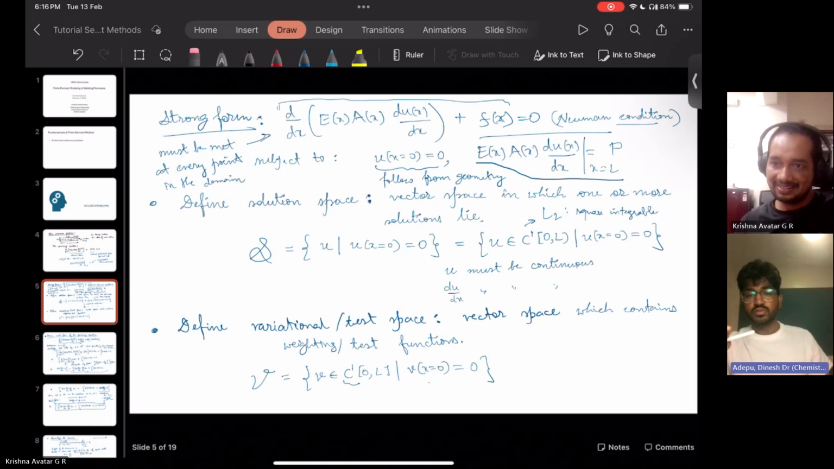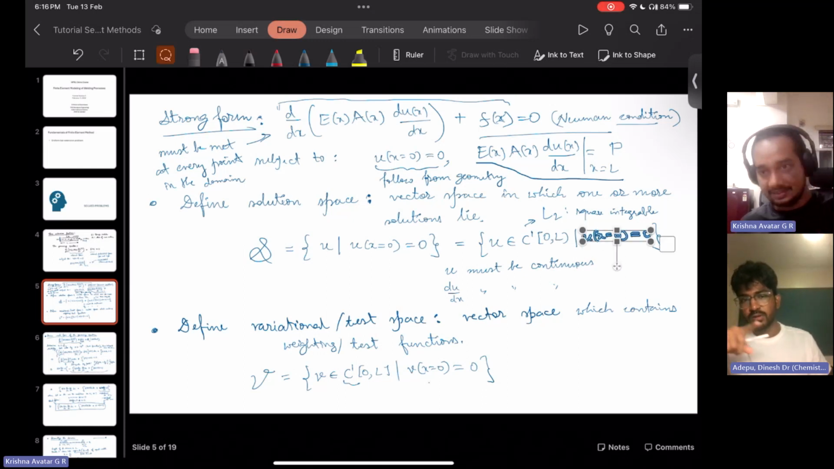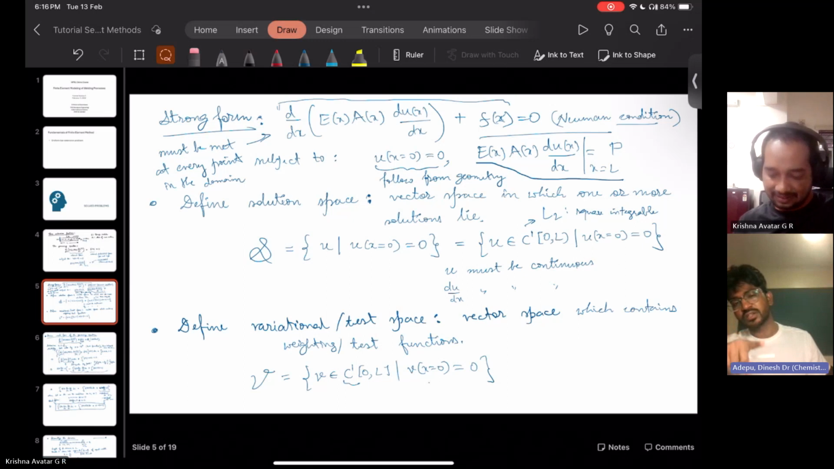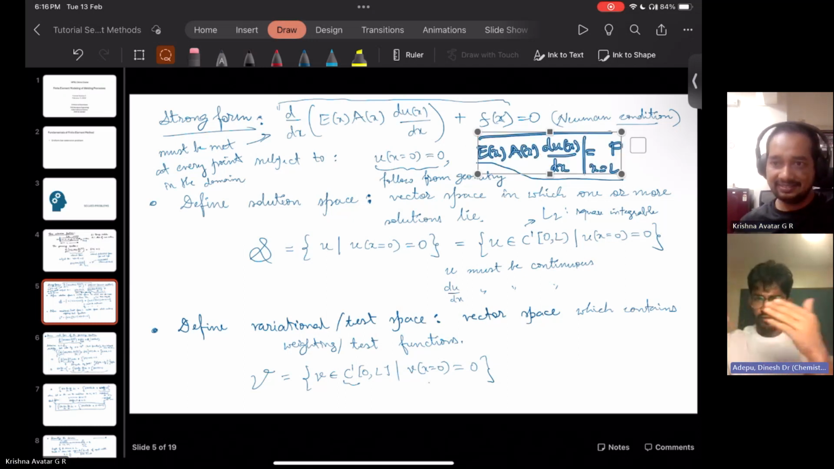Here you also mentioned u has to satisfy a condition at x equal to 0. So that is one required boundary condition, explicitly on the solution space. But in our problem, we have two boundary conditions. Does it satisfy both? No, this other one is not required to be satisfied for the solution space.